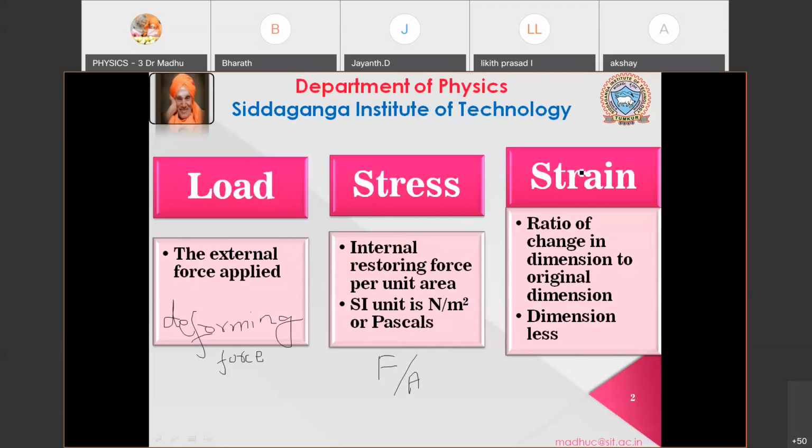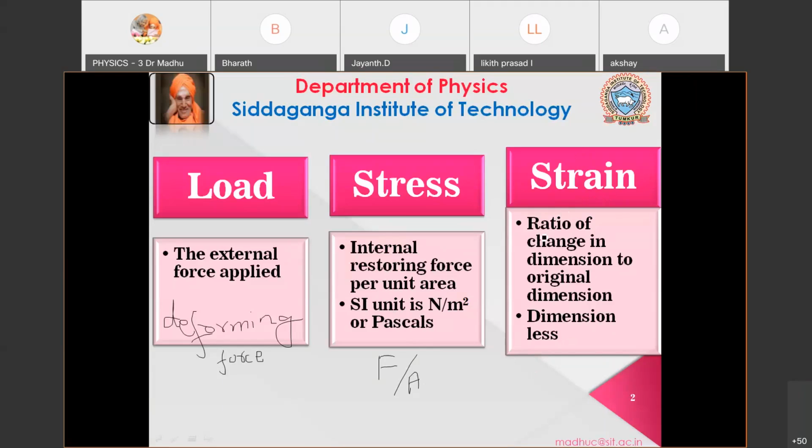Then the strain. What is strain? Once you apply the load and there is a stress, this results in what we call a strain. Strain is the change in dimension, when you remove the applied field, the ratio of the change in dimension to the original dimension. If it is perfectly elastic, strain is almost zero. But there is nothing called perfectly elastic or perfectly plastic, so you will always have some kind of strain in these materials.